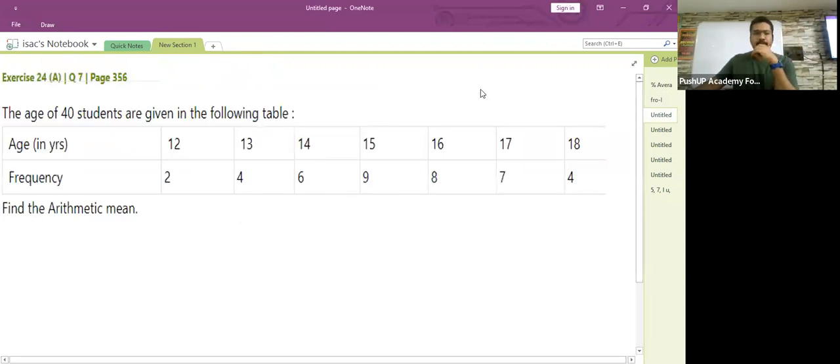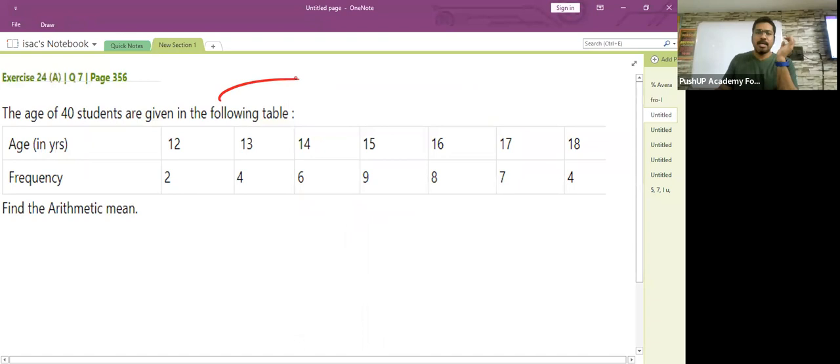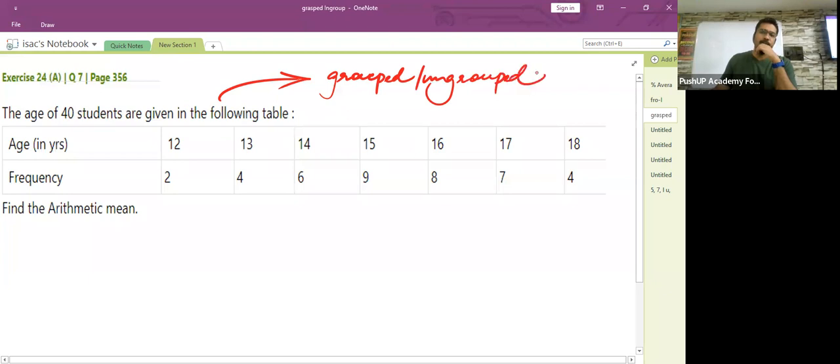Question number 7. The ages of 40 students are given in the following table. Age is given, frequency is given. Now I want to know, how did you learn this type of sum in school? Were you told that this type of data is known as grouped data or ungrouped data? What kind of data is this? Grouped or ungrouped? Very simple question.